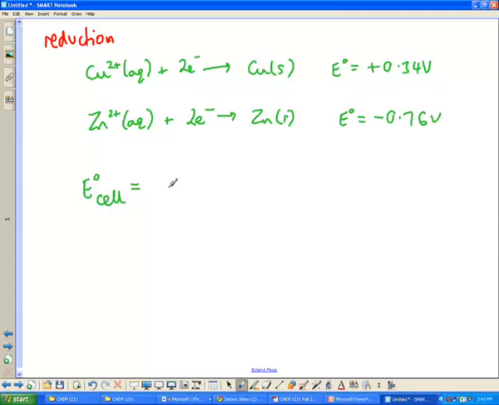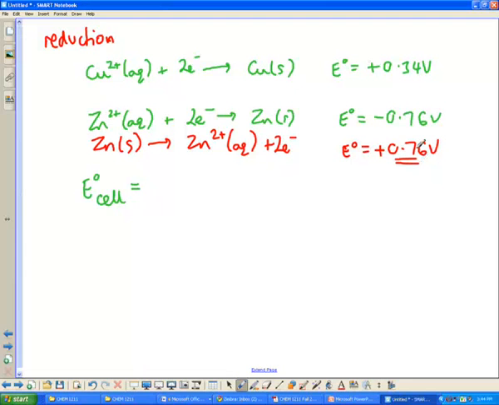The rationale is that I need an overall positive value of my cell potential. Hopefully you can see it's the one with the bigger negative value that you always have to flip. Because if you flip this one, you get negative 0.34, and adding those two together gives a negative cell potential, which would not give you a spontaneous reaction. However, if I do this and put my two electrons there, I've flipped my reaction, so I've also flipped my reduction potential.